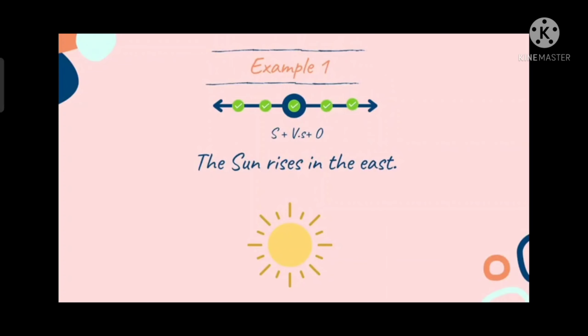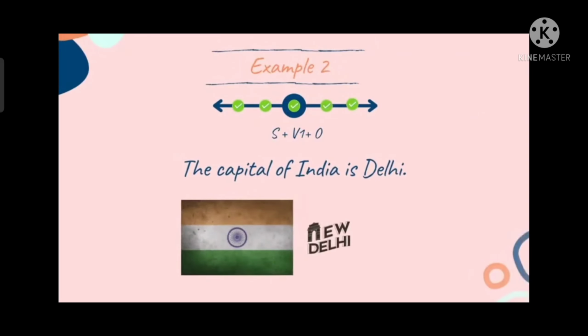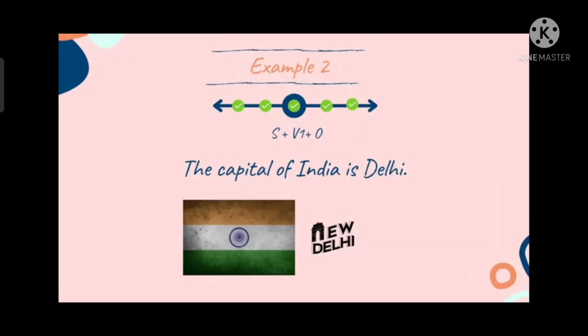Also, closely notice the structure: subject plus verb's S/ES form plus object, and the timeline of this sentence. Let's look into some more examples of fact. The capital of India is Delhi. Which is the capital of India? It's Delhi, right? Here, the statement is based on the fact. So we have used simple present tense.